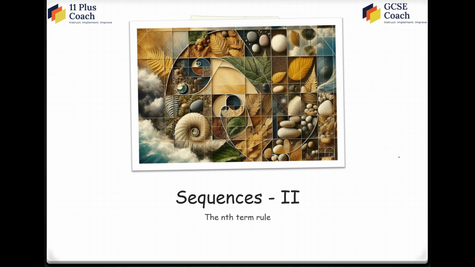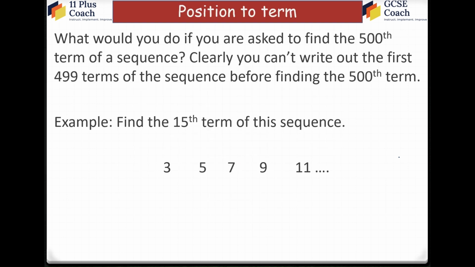Now, what is the nth term rule? This deals with the nth term rule of a sequence. Here's an example. If I ask you to find the 500th term of a sequence, up until now you've learnt a rule that to get from one term to the next term, you find the difference and you carry the difference on to find the next term. Now, clearly, you can't find the 500th term by finding the 499 terms previously and then get to the 500th term. That won't be a very good use of your time. So there must be a better way.